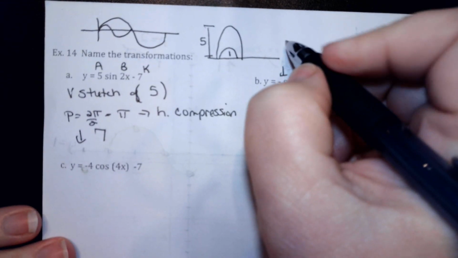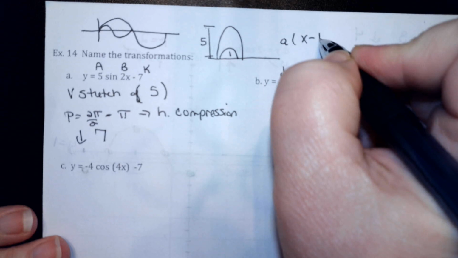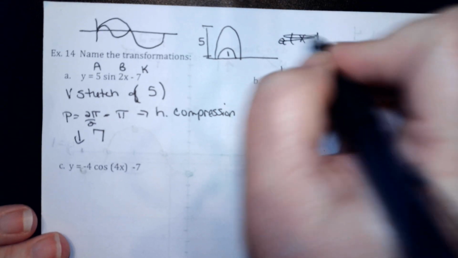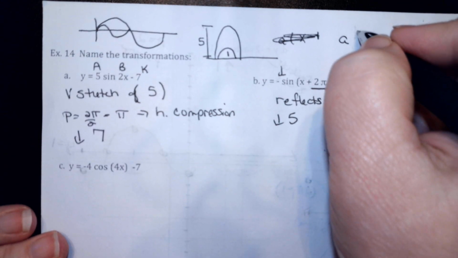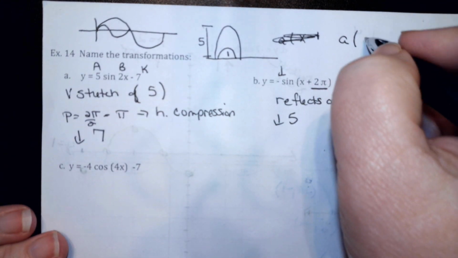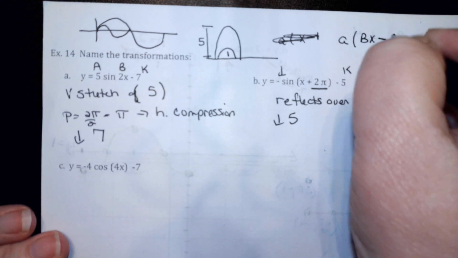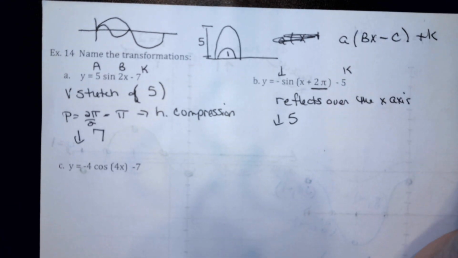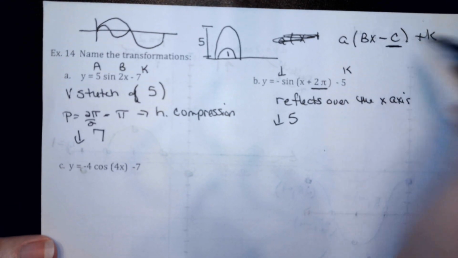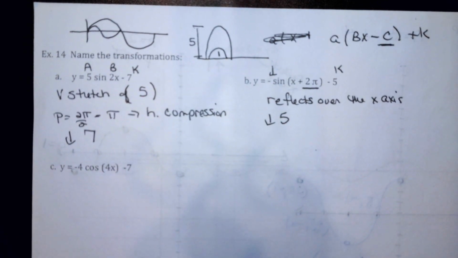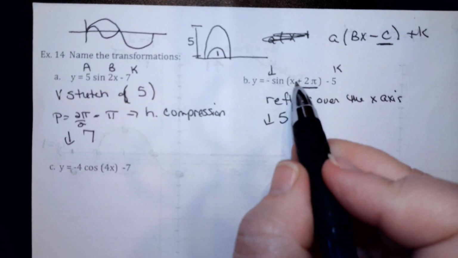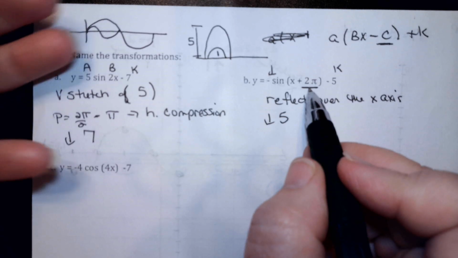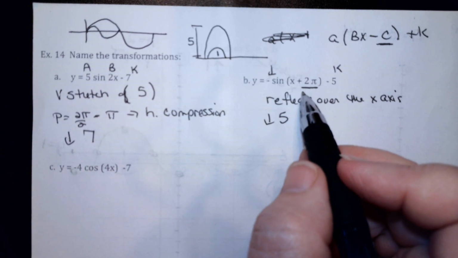In yesterday's notes, I gave you a times bx minus c plus k. All right, that c I said was your phase shift, which is the horizontal shift. So although we're not going to graph c, I still want us to be able to recognize this. This is x plus 2 pi. So if we pull that out, that's our h. Think of that as your h.